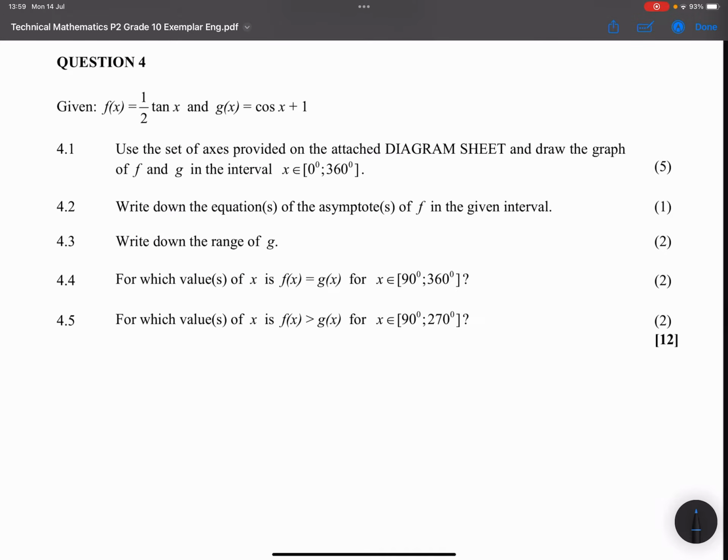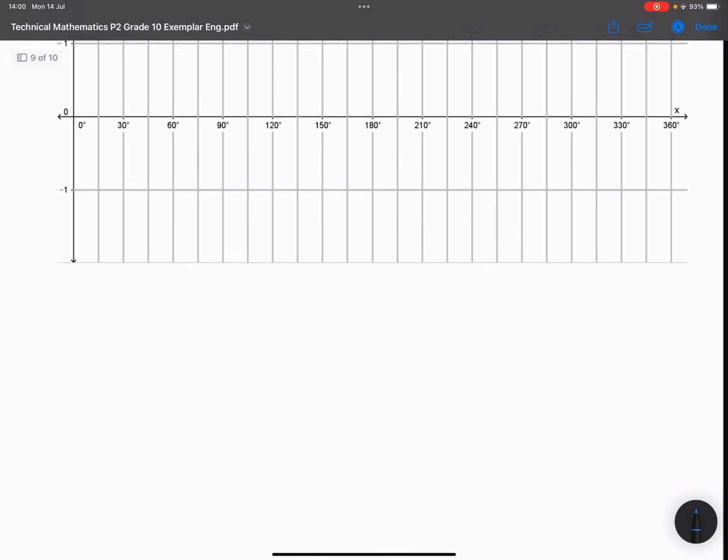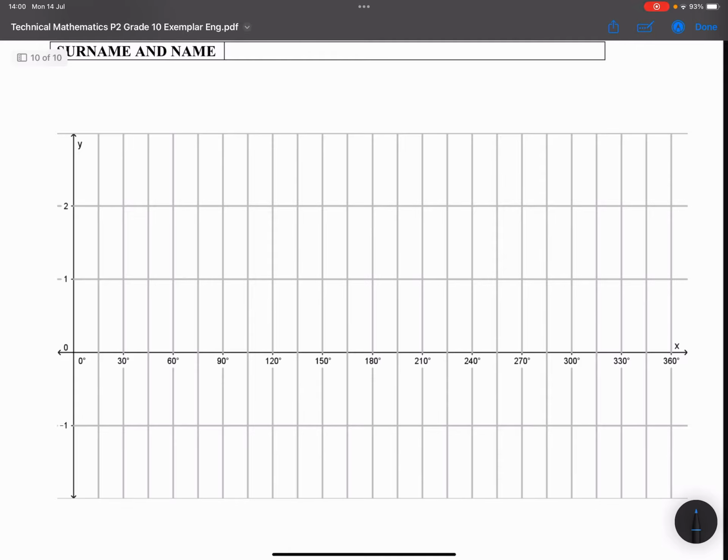They said, given f of x, which is a half tan of x, and g of x, which is cos x plus 1. Now they say to us, use the set of x's provided on the attached diagram and draw the graph of f and g in the interval 0 to 360. So we've got two graphs here: half tan x, and cos x plus 1. They've provided us with a set of x's over there.